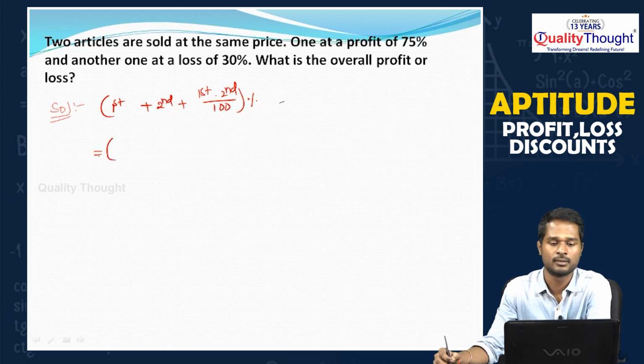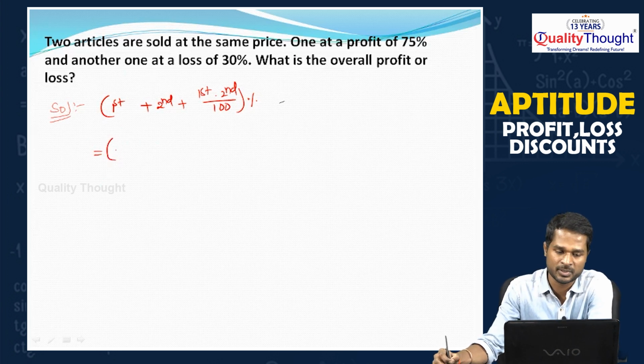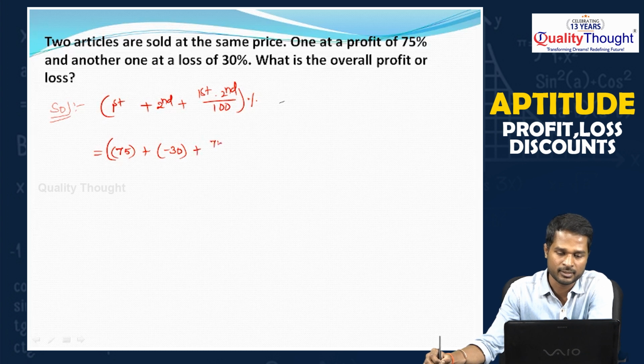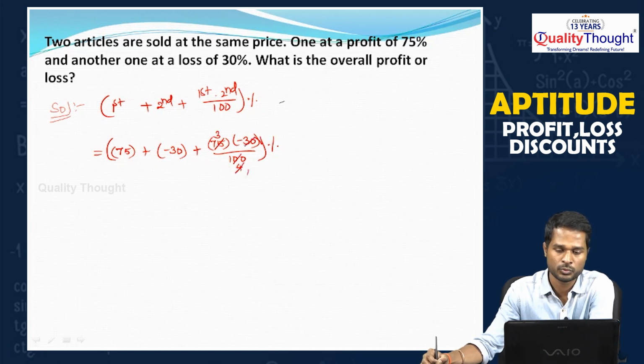See, on the first article there was a profit of 75 percentage. So, I will write positive 75 plus, on the second article there was a loss of 30 percentage. So, I will write it as minus. Whenever he says profit, take it in positive value, whenever he says loss, take it in negative value. Plus 75 into minus 30 by 100 percentage. Try to cancel the things. 25 3s are 75, 25 4s are 100, 4 1s are 4, 7s are 28, 4 5s are 20.